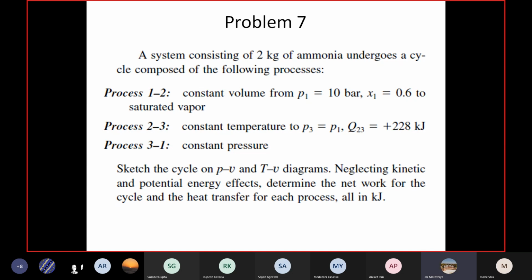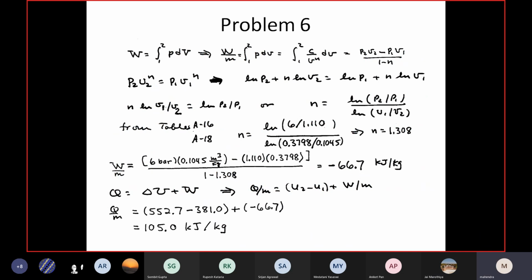Sir, can you please show the result of the last problem, sir, once? Fine. Yes, sir.